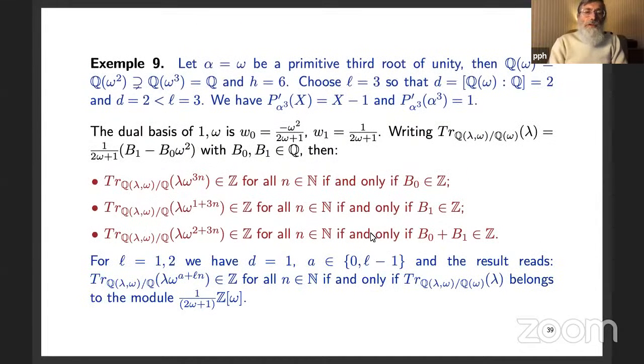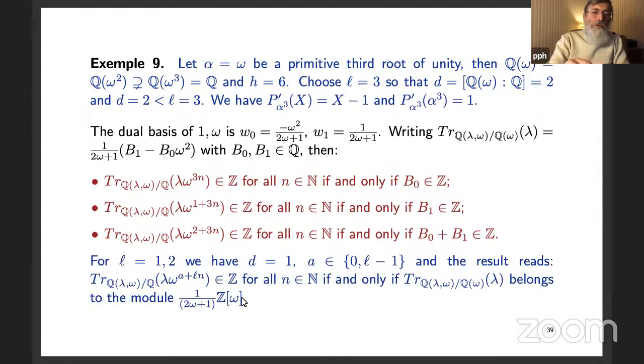Well, for L equal 1 and 2, we have d equal 1 in Z. And the result is just that this trace of lambda omega^(a+Ln) is in Z for all n, if and only if the trace of lambda belongs to this module. Actually, the case L equal 2 duplicates the case L equal 1, because we have two values, a equals 0, a equals 1, but in both cases, that will be the same condition.